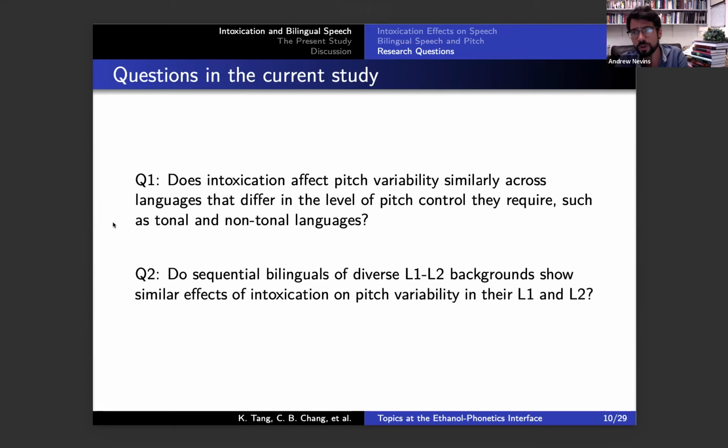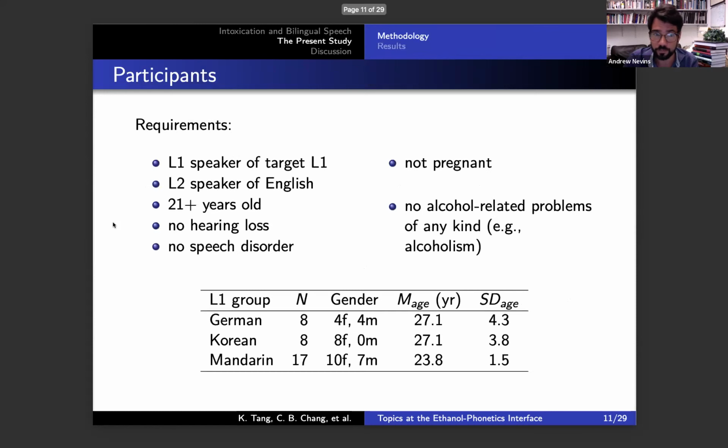So the two research questions that I'd like to crystallize this into are, does intoxication affect pitch variability similarly across different languages? In particular, of tonal and non-tonal languages. And second, sequential bilinguals, not simultaneous, but sequential bilinguals who are very fluent in a second language, do they show similar effects of alcohol on their L1 as they do on their L2? So these are distinct but related questions.